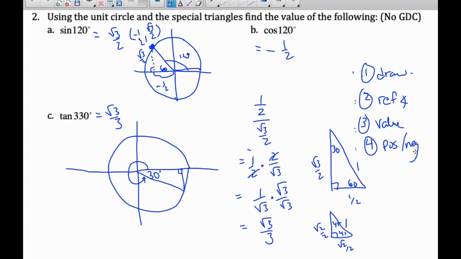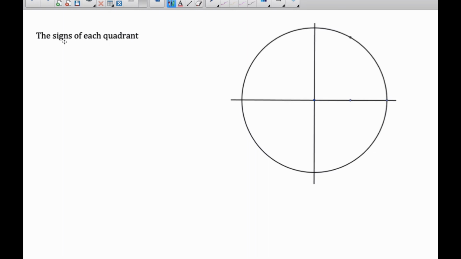And then I have to think about positive and negative. Well, I know tangent is opposite over adjacent. This is a negative over adjacent, which is a positive. Or I can think about sine over cosine. A negative and a positive makes a negative. So tangent 330 is negative root 3 over 3. And so this last one here in the end, people often forget to think about positives and negatives. All right, so let's have a quick conversation about the signs of the quadrant.